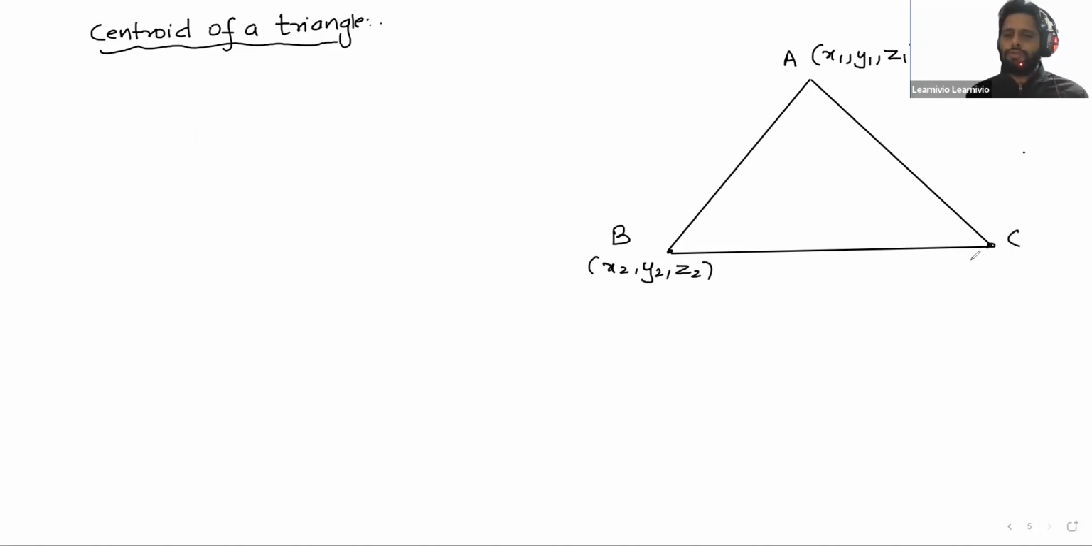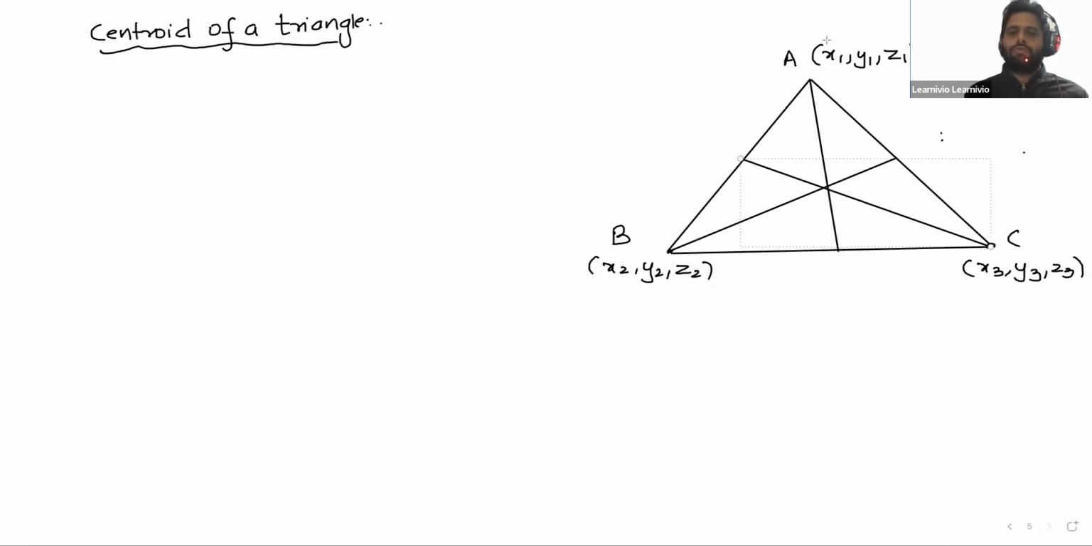So this is point C. This has the coordinates x3, y3, and z3. Now, if you draw a median, the median bisects the opposite side. So we have these three medians. Then the point of intersection of the medians is called the centroid. Let this point be D. We have taken the coordinates of the centroid as x, y, and z.